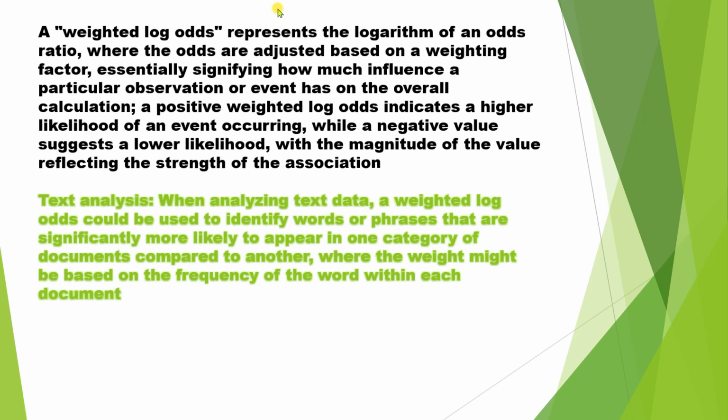Weighted log odds represents the logarithm of an odds ratio, where the odds are adjusted based on a weighing factor. For example, in text analysis, we are trying to analyze text data. In our case, we are trying to analyze the summary column. We have an option of using weighted log odds. Once we tokenize the sentences, we get the words, and we can identify the words or phrases that are significantly more likely to appear in one category, because we have shape categories, when compared to other categories. That is our goal.